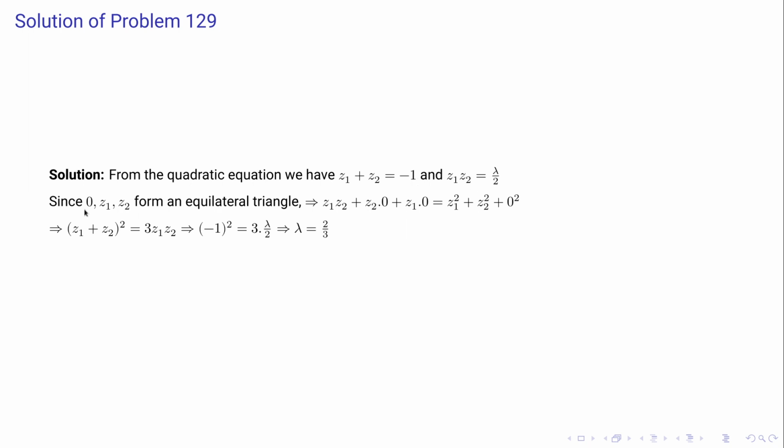Now we have to form an equilateral triangle from 0, Z1 and Z2. So we can say that Z1 into Z2 plus Z2 into 0 plus Z1 into 0 is equal to Z1 square plus Z2 square plus 0 square. Now we have Z1, Z2 is equal to Z1 square plus Z2 square. So we add 2 Z1, Z2 both sides. So we get Z1 plus Z2 whole square is equal to 3 Z1, Z2. Now we substitute the values for Z1 plus Z2 and Z1, Z2. We get lambda as 2 by 3.